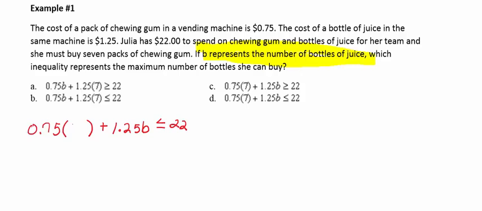Now we know that we are going to be required to buy 7 packs of chewing gum, and so what we would do is insert the 7 for the number of packs, and it looks like our answer here is going to be choice D.